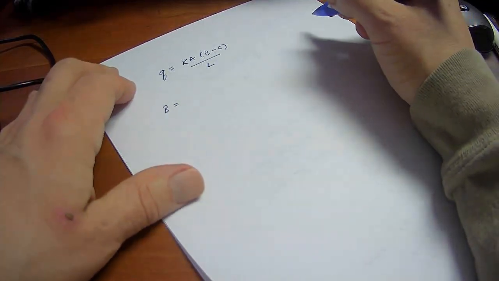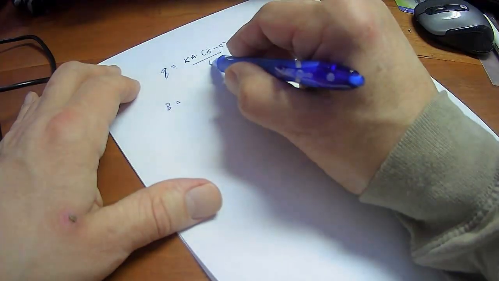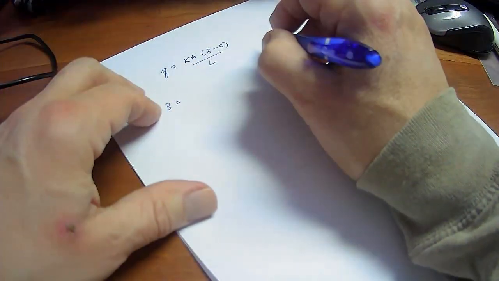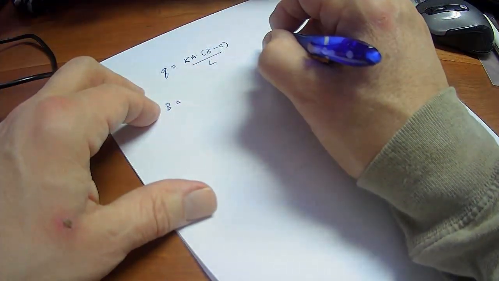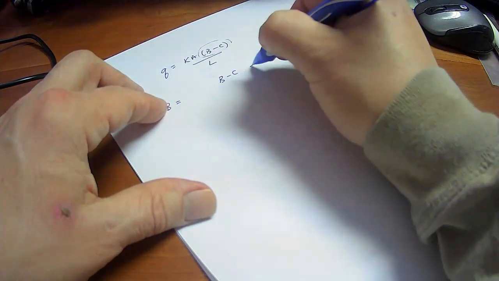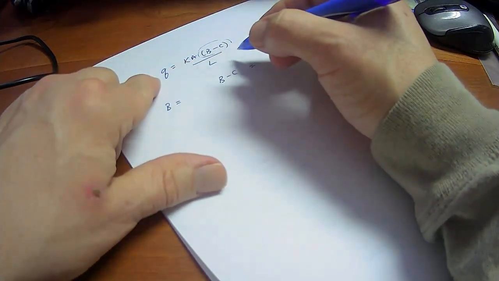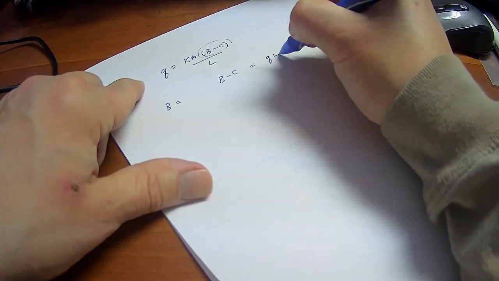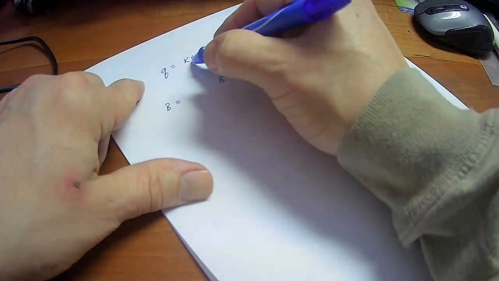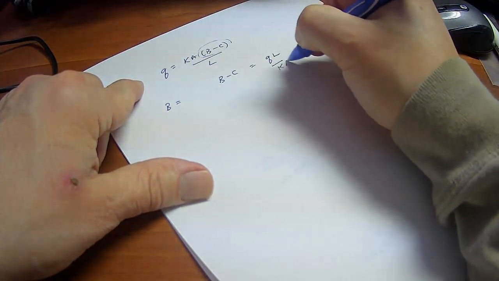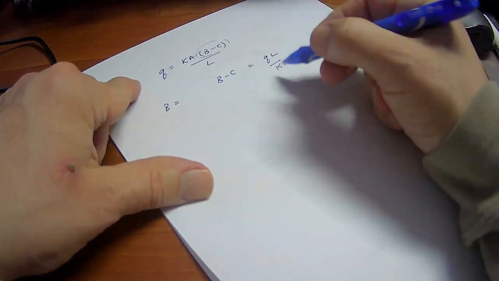Okay, so first things first, I'm going to get rid of this L because we're trying to get B on one side. Look here, though. Maybe first we should try to get B minus C on one side. So B minus C is equal to, I'm going to multiply both sides by L. So QL, and then I'm going to divide both sides by Ka. Ka, and I'm almost there.